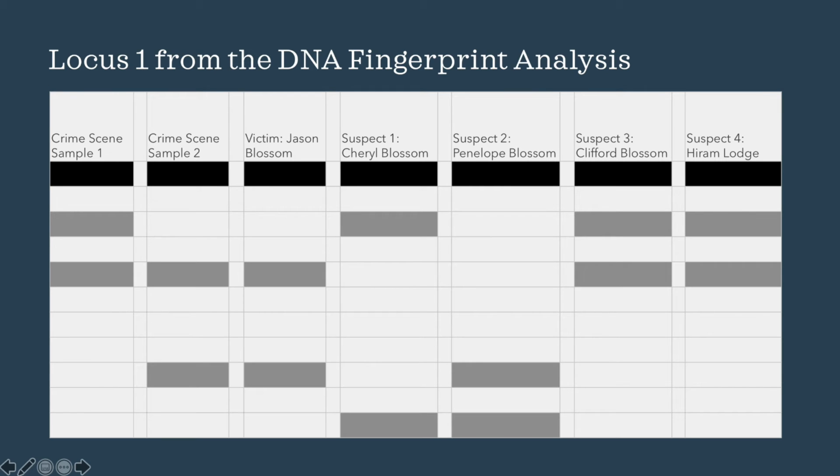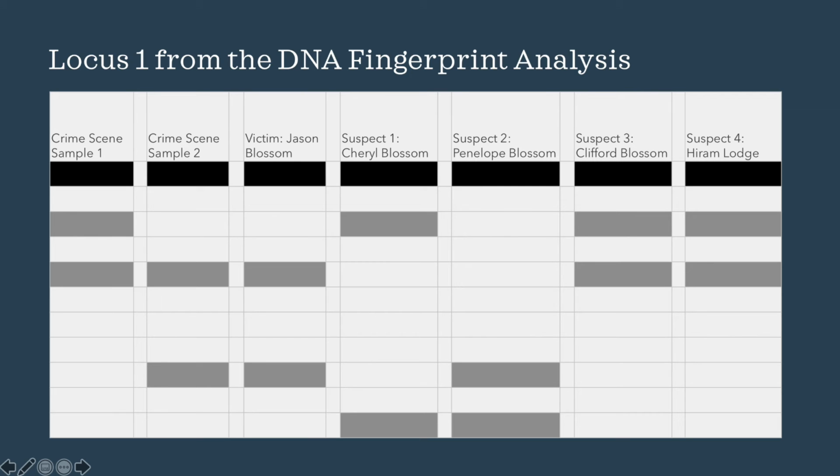Here are our results from Locus 1 from our DNA fingerprint analysis. As I mentioned earlier, we're going to be able to match up VNTR size from various samples. From the sample, we're also going to be able to confirm that Penelope Blossom and Clifford Blossom are the parents of Jason Blossom. Let's start with identifying Jason's parents. To do so, we're going to follow these bands horizontally in the analysis to see where they match up.